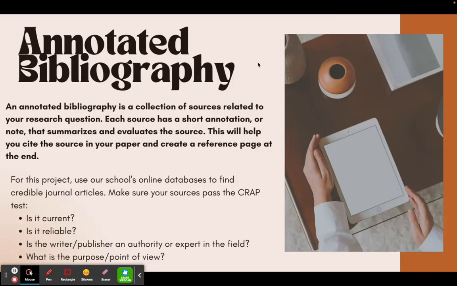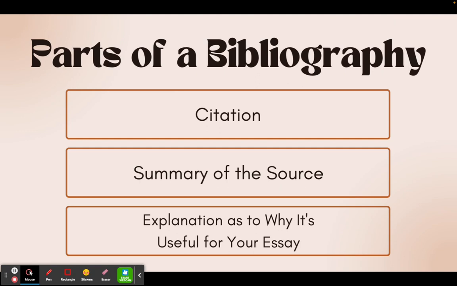So an annotated bibliography is essentially the same thing as a works cited list. It's where you cite your sources for your paper anytime that you're using something that's not your own. But there's a little bit more to it than just the citation.